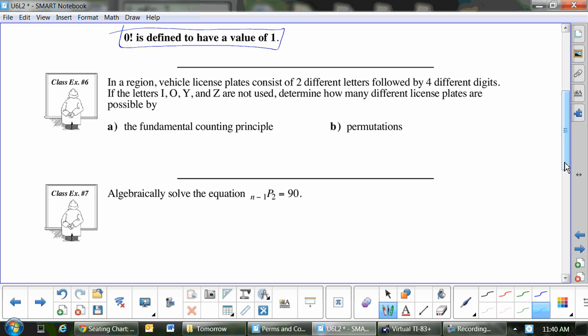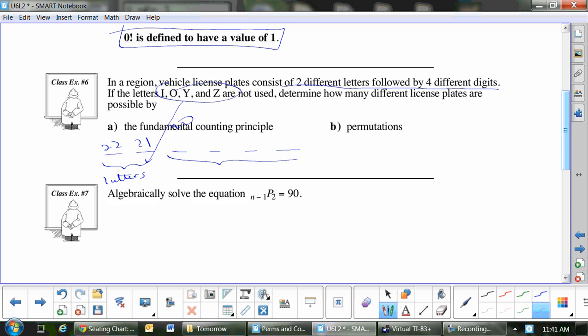Now, let's do some questions. In a region, we have license plates that first consist of 2 different letters followed by 4 different digits. So how many blanks? 6. 1, 2, 3, 4, 5, 6. Okay? We're going back to the fundamental counting principle. Now, the first 2, these are letters, right? But not every letter. So how many choices for the first blank? 22. Second blank? 21.